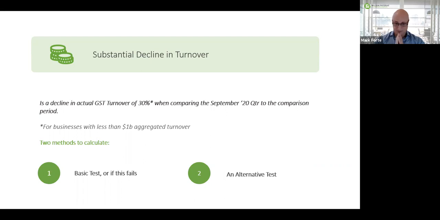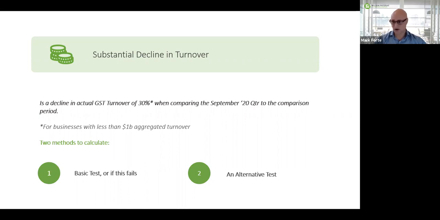One of my biggest clients has the head office in Malaysia and a branch office in Australia. The Australian entity is nowhere near the $1 billion in turnover, but when you add it to that foreign company that owns this business, you have to aggregate it and it goes over $1 billion. So they would have to satisfy the 50% test.